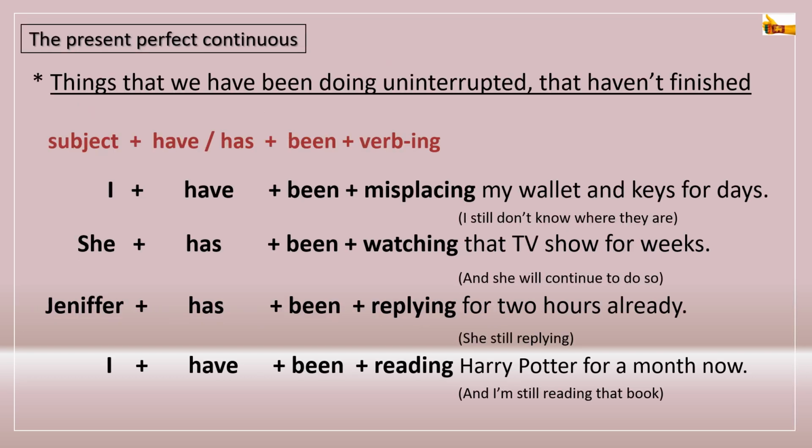Things that we have been doing uninterrupted that haven't finished. Here are some examples. I have been misplacing my wallet and keys for days. She has been watching the TV show for weeks. Jennifer has been replying for 2 hours already. I have been reading Harry Potter for a month now.